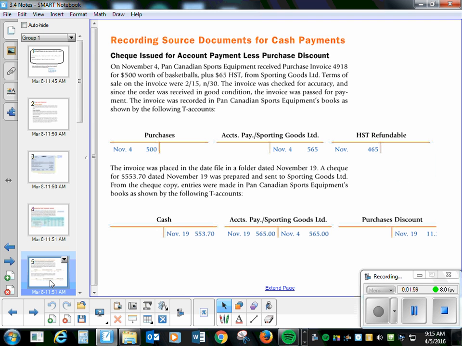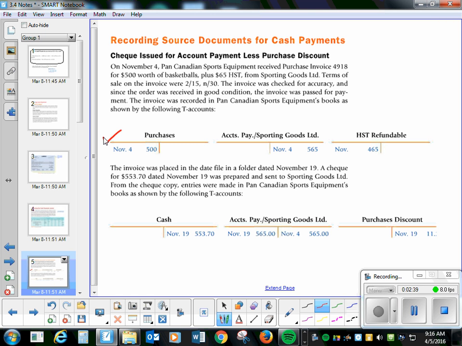Check issued for account payment less a purchase discount. On November 4th, Pan Canadian Sports Equipment received a purchase invoice for $500 worth of basketballs plus $65 HST. The terms of the sale are 2% discount if paid in 15 days, net 30. The invoice was checked for accuracy, and since the order was received in good condition, the invoice was passed for payment. The invoice was recorded in Pan Canadian Sports' books that look like this. So there was a purchase for 500, accounts payable 565, and HST refundable 65.